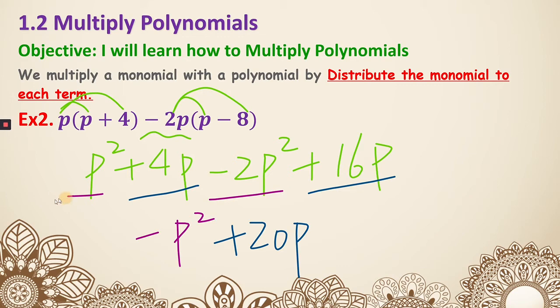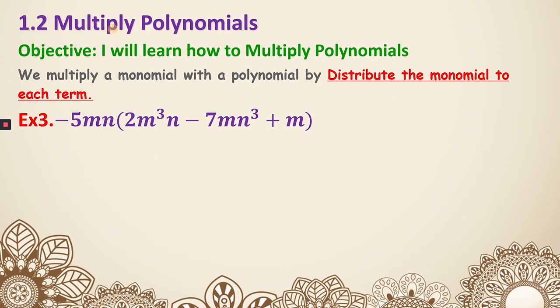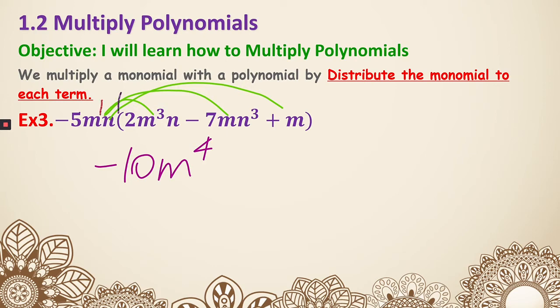Now number 3. Same thing. Draw these lines to indicate to yourself what we're distributing. So first we have the -5mn times the 2m to the 3rd power n to the 1st power. That is going to be -10. m and m to the 3rd power becomes m to the 4th power. If you feel like you will always forget there's an exponent there, you can always write a 1 on anything that doesn't have an exponent.